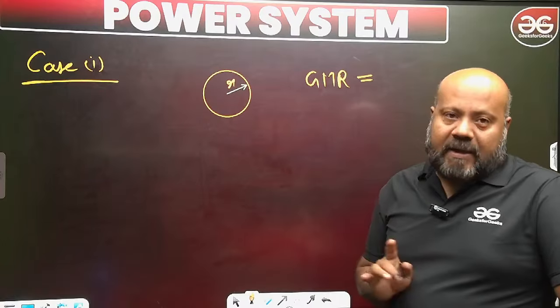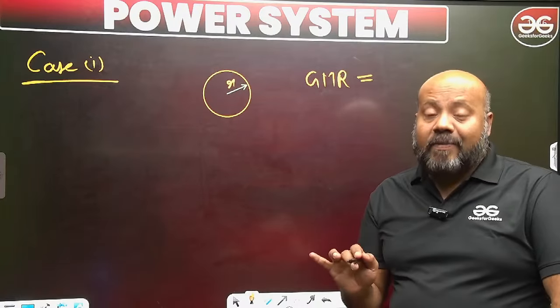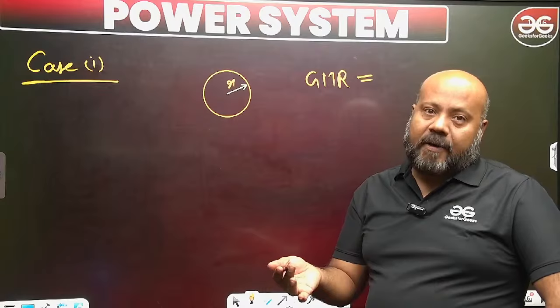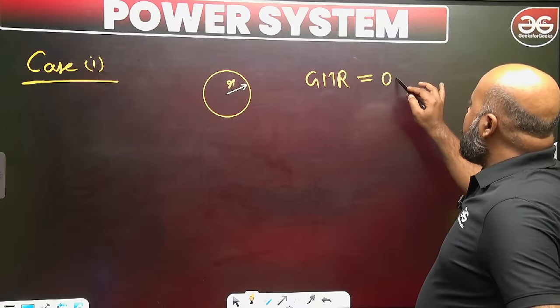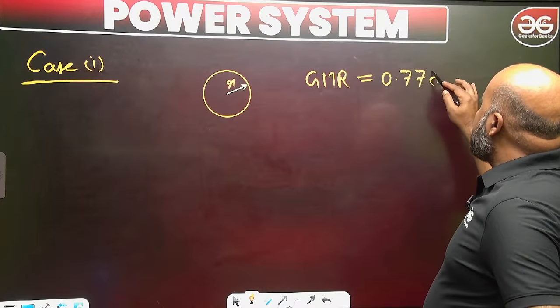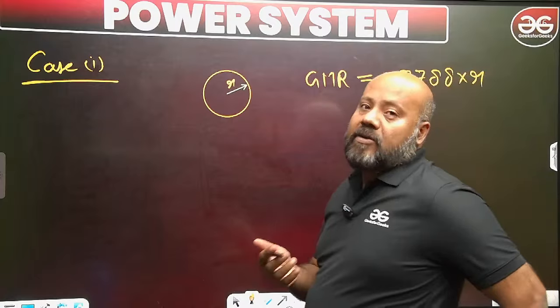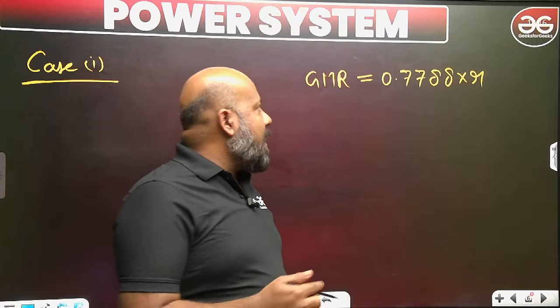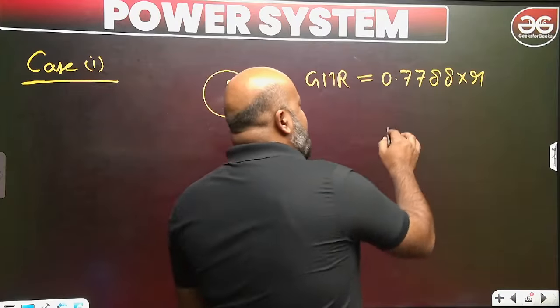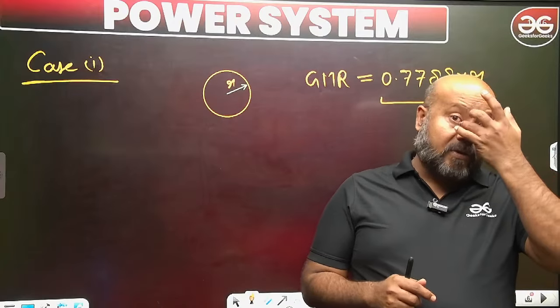Geometrical mean radius, or geometric mean radius, is nothing but the effective radius of the conductor. So we have to introduce a factor, that is 0.7788, multiplied by the physical radius of the conductor. Why this factor is coming, that we will discuss when we talk about the line constant calculations. Okay, we'll talk about the line constant calculation and then we are going to discuss it.